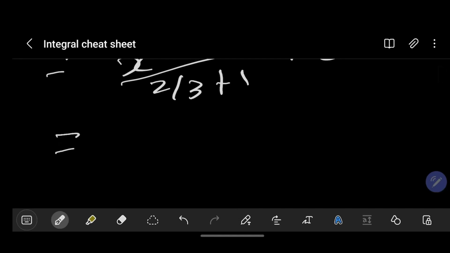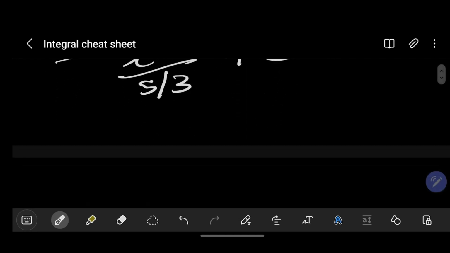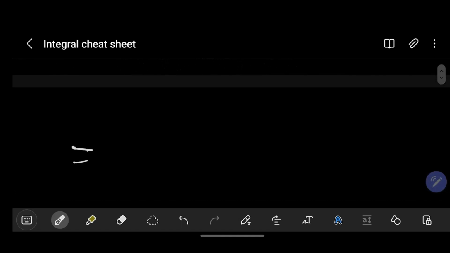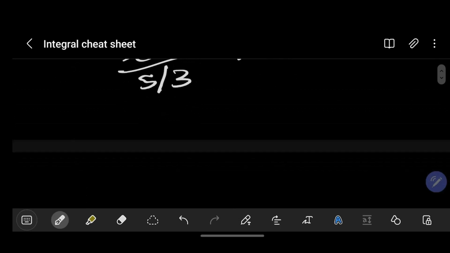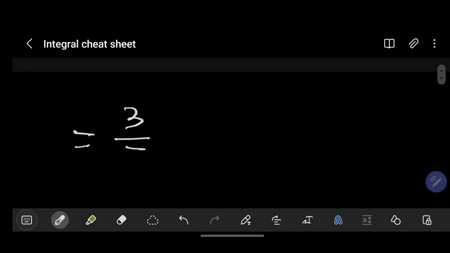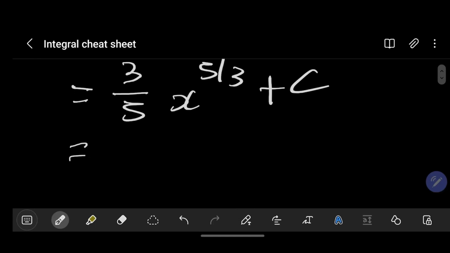That's equal to x to the 5 by 3 all over 5 by 3 plus 1, plus c. And if we simplify this further, if you bring the denominator up, we'll have 3 by 5 x to the 5 by 3 plus c. Are we done? No. Just as the previous example, let's see if we can rewrite this in a simpler form.